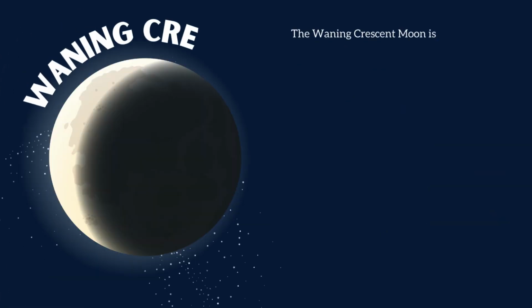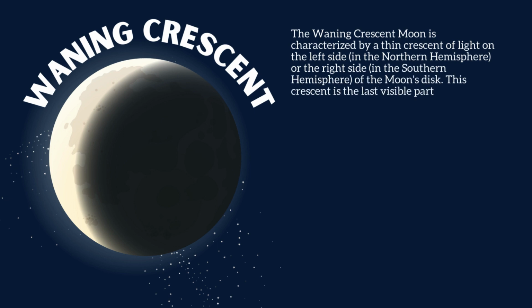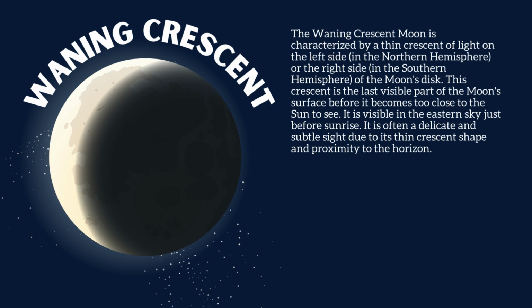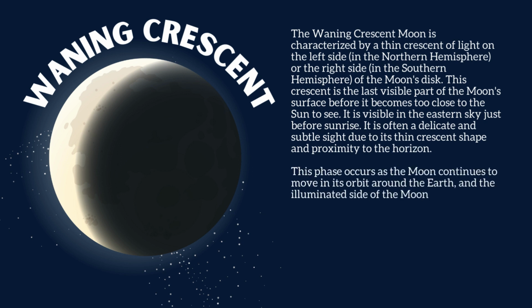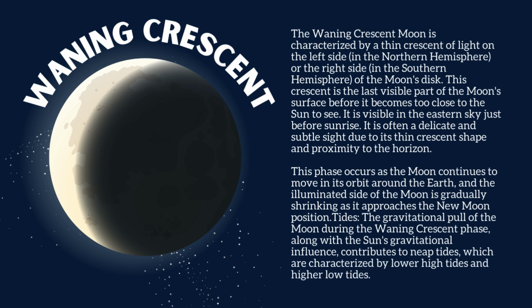The waning crescent moon is characterized by a thin crescent of light on the left side in the northern hemisphere or the right side in the southern hemisphere of the moon's disk. This crescent is the last visible part of the moon's surface before it becomes too close to the sun to see. It is visible in the eastern sky just before sunrise. It is often a delicate and subtle sight due to its thin crescent shape and proximity to the horizon.